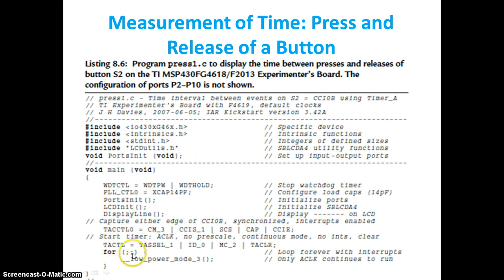Now let us come to TACTL. Here they have used TASSEL 1, that is nothing but a clock has been selected. ID0 means it is not dividing. Then MC2, continuous mode, has been configured. Then I am clearing the timer counter to zero at the start. This is what has been done. Next, in the forever continuous loop, they have pushed the processor into low power mode 3. In low power mode 3, only one clock will be active, and all the rest of the clocks will be turned off. Okay, this is the initial part.